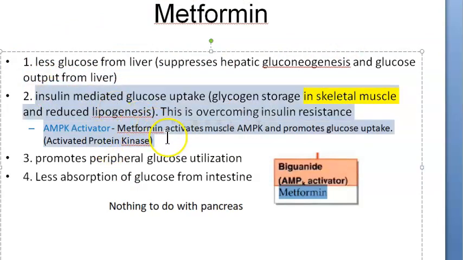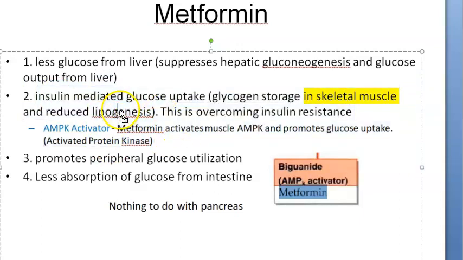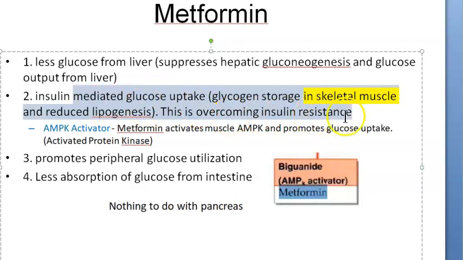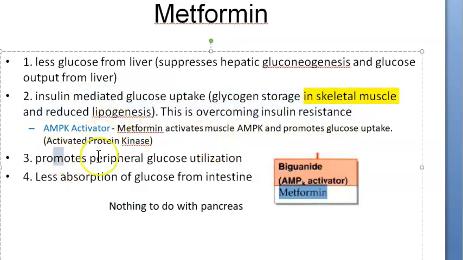Then whatever glucose is there, it is being taken up into the skeletal muscle. Guys, are you with us? So first reduce the input of glucose from the liver, then make whatever glucose is there to be taken up by the skeletal muscle, right? And then it promotes glucose utilization by the body, that also it is doing. That means this is not just for the muscles, other things also. Then less absorption of glucose from the intestine. So again, the input of glucose is also reduced.